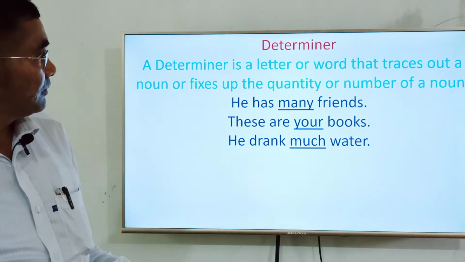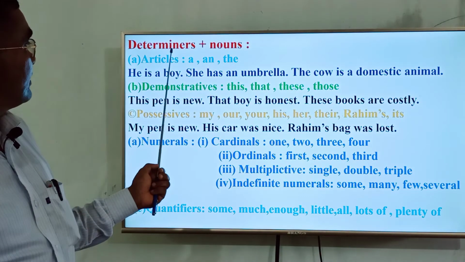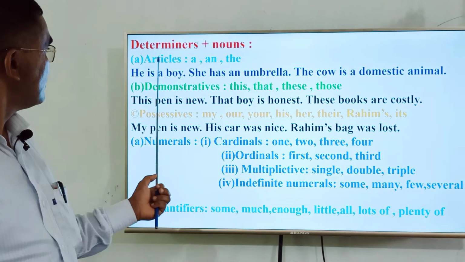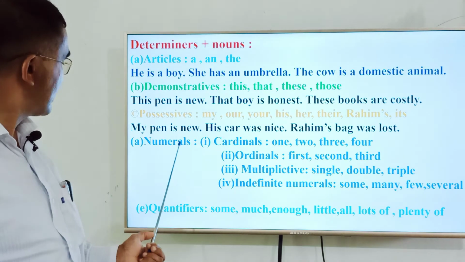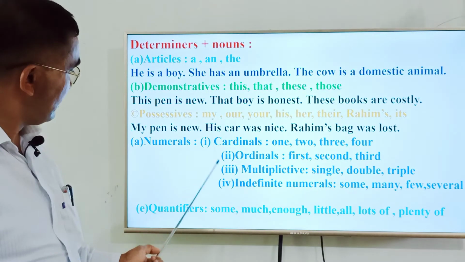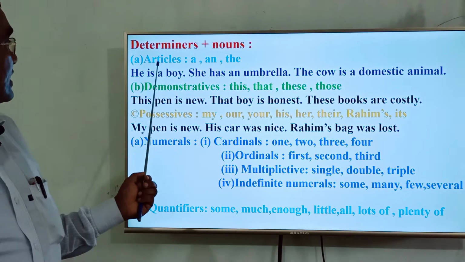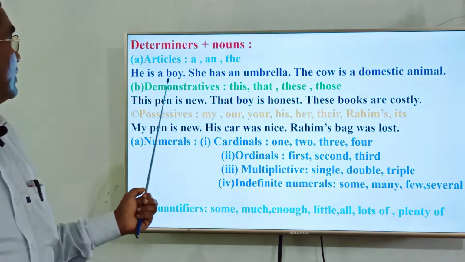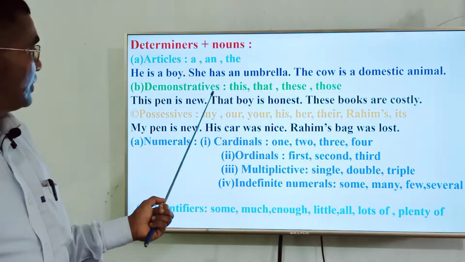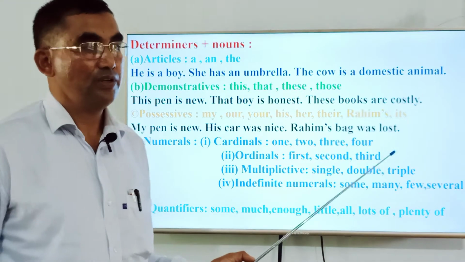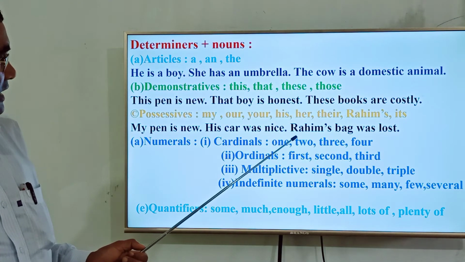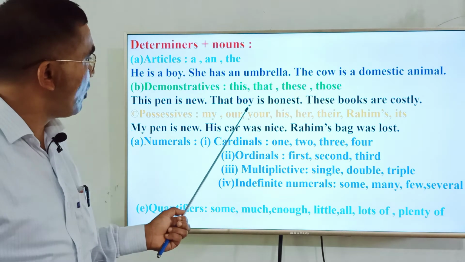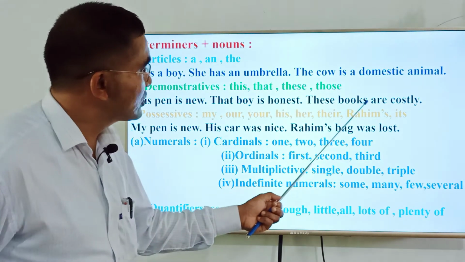Let's see the next slide. Determiner plus noun we know. So what type of words are generally used as the determiner? You can see. So firstly articles. Articles a, an, the. This can be used as determiner. Then number two, demonstratives. Demonstratives are words that demonstrate something. That means this pen is new, that boy is honest, these books are costly.